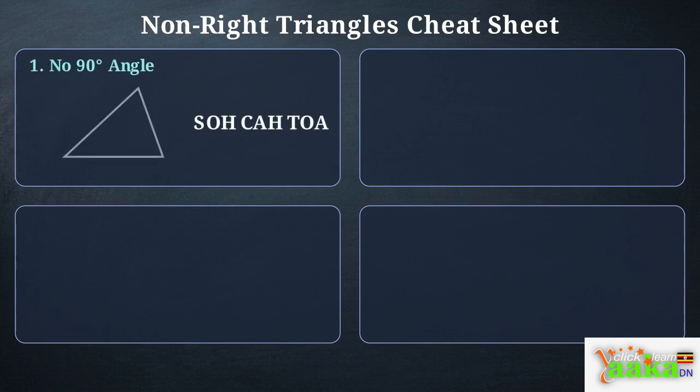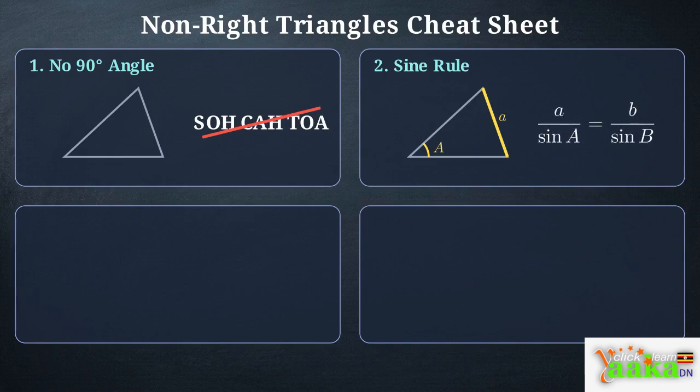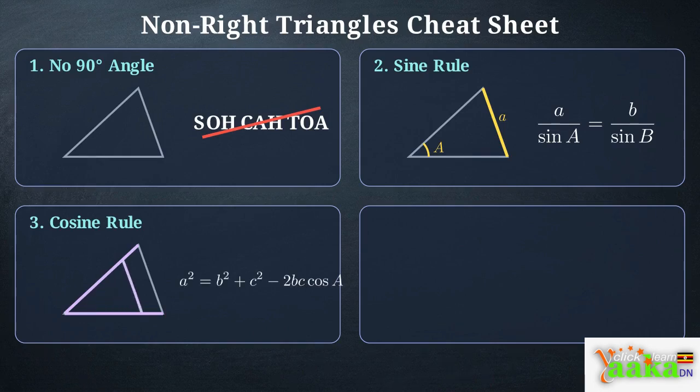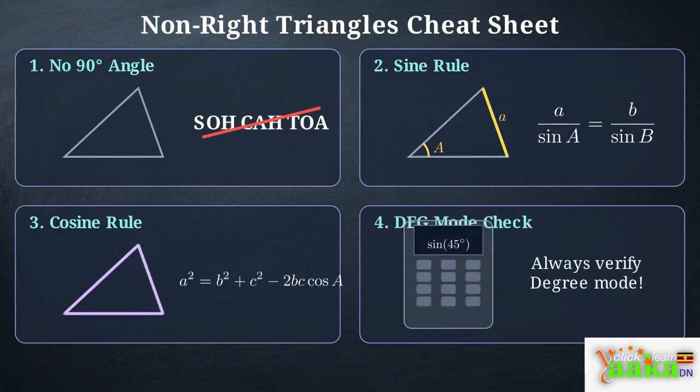Rule 1. If there's no 90-degree angle, drop SOHCAHTOA. Rule 2. If you have a matching pair of an angle and an opposite side, use the sine rule. Rule 3. For 3 known sides, or a sandwiched angle, use the cosine rule. And Rule 4, which cannot be stated enough. Always verify your calculator is in degree mode before starting your exam.